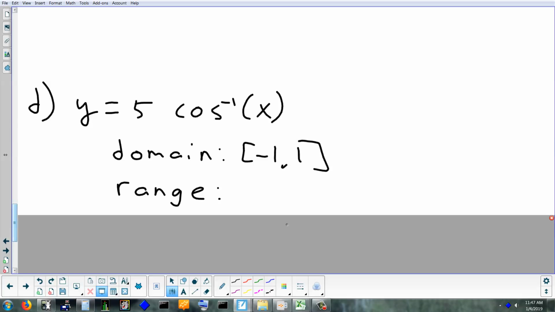And now we already said we're stretching the range by a factor of 5. Let's start with the original range. Someone remind me, what's the original range for inverse cosine? Yep, Kaya. 0 to pi, or 0 to 90 if you're doing degrees. We're going to make it 5 times as big. So now it's going to go 0 to 5 pi, or if you did it in degrees, 0 to 450 degrees.